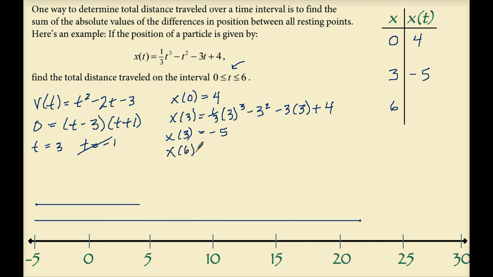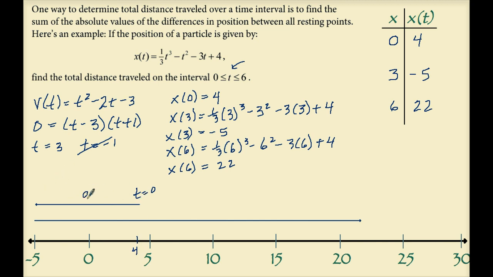Now let's find x of 6. That's going to be 1/3, 6 cubed minus 6 squared minus 3 times 6 plus 4. And that is 22. So at time t equals 6, the particle was at position 22. This means it started here at time t equals 0, position 4. It went to the left initially, and 9 units to the left took it to position negative 5, and this was at time t equals 3. Then it moved to the right until it reached position 22, and this was at time t equals 6.